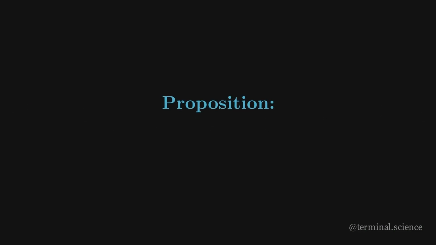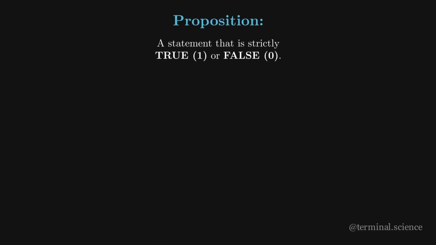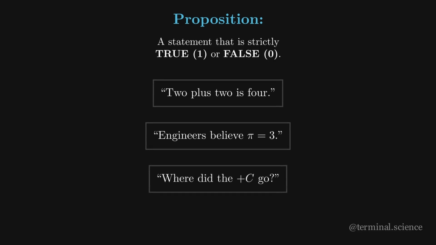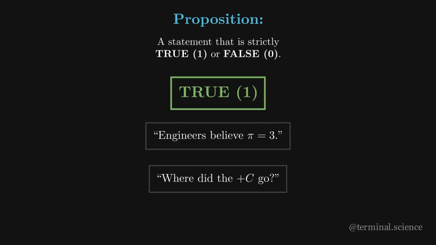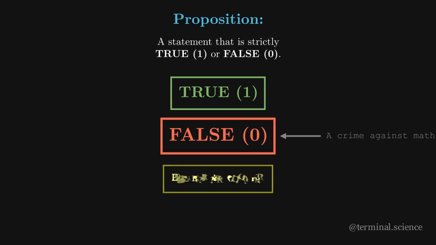What is a proposition? Simple. It is a declarative statement that is strictly true or strictly false. There is no in between. For example, 2 plus 2 is 4. That is a true proposition. Here is another one. Engineers believe pi is exactly equal to 3. That is a false proposition, and frankly, a crime against mathematics.